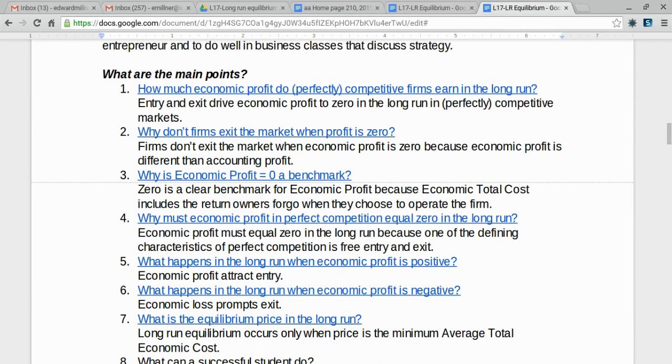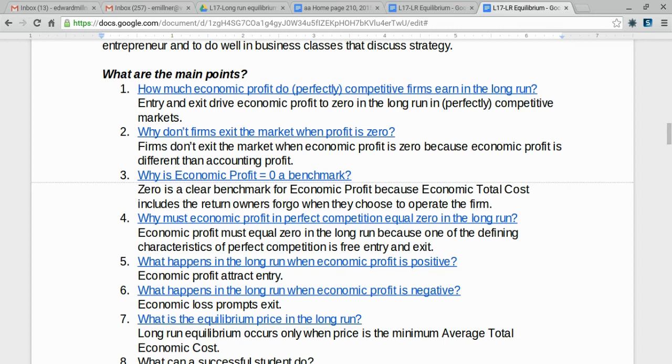We have 7 main points. First, entry and exit drive economic profit to zero in the long run in perfectly competitive markets. Second, firms don't exit the market when economic profit is zero because economic profit is different than accounting profit. Third, zero is a clear benchmark for economic profit because economic total cost includes the return owners forego when they choose to operate the firm.